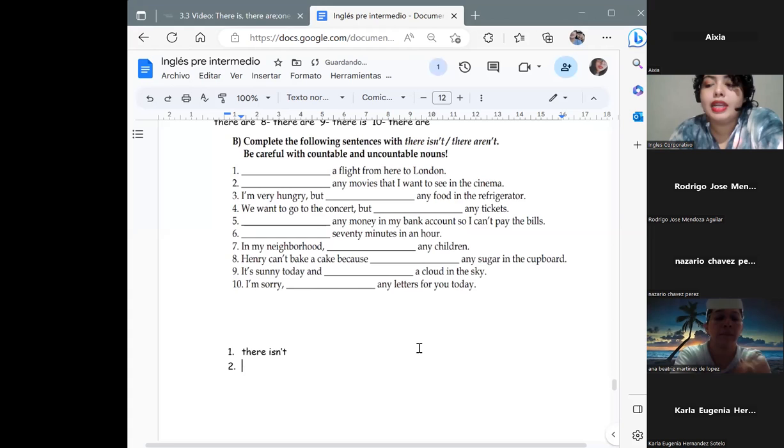Number two. Any movies that I want to see in the cinema? There isn't or there aren't any movies? There aren't. Okay, very good. Number three. I'm very hungry, but any food in the refrigerator? There isn't or there aren't?